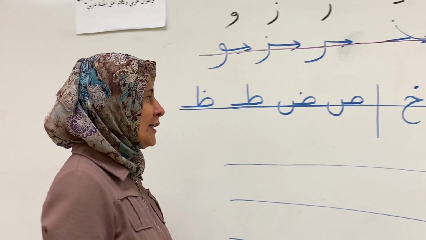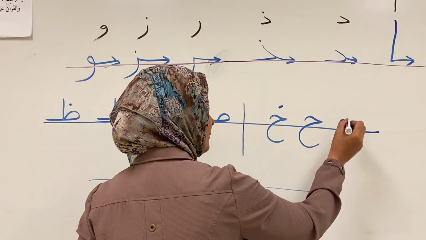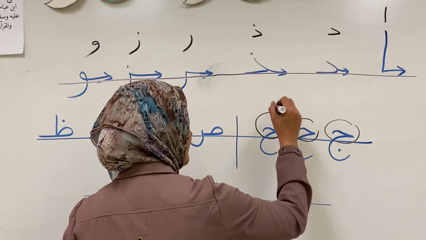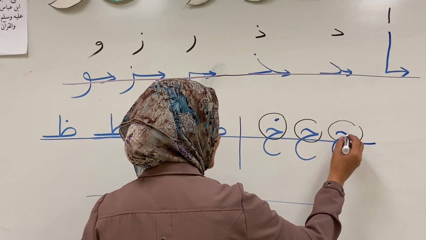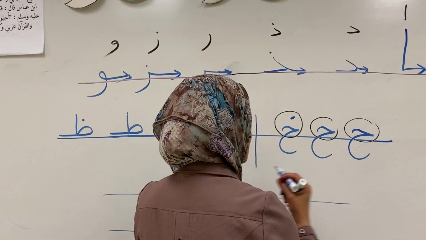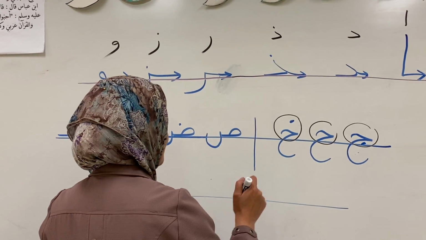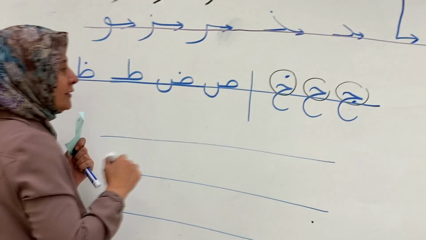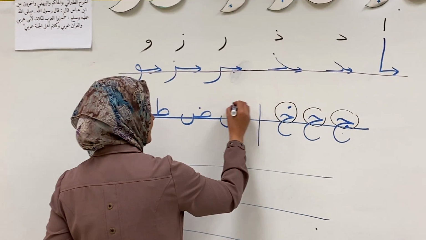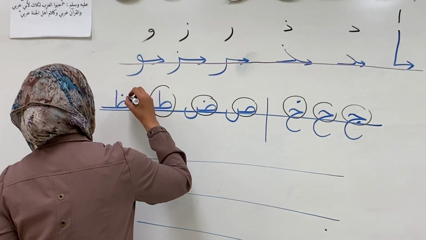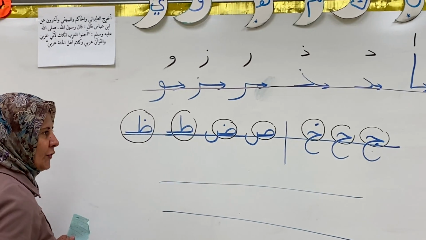Only at the end. So if I want to connect the jim, or the ha, or the kha, all I'm going to take is this, include the dots. Okay, that's jim, ha, kha. If I want to connect the sad, in the beginning, in the middle, all I'm going to take is this part. But for the ta and the dha, it's the same thing, the whole thing.